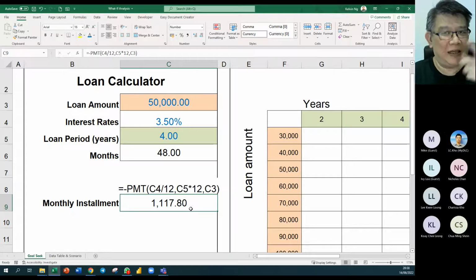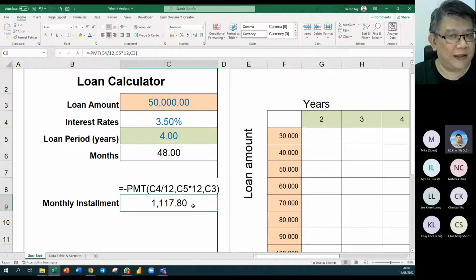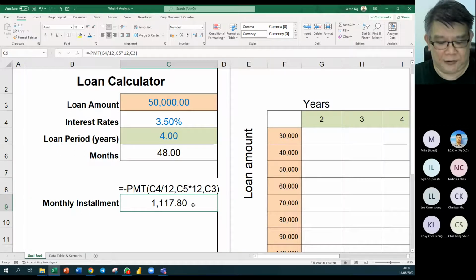So me as your customer will say, I cannot afford it. This is too much per month. I can only afford 700 a month. Can you help me? You're a banker, not a loan shark, so you have to follow the rules. So I tell you that I can only afford 700 a month. So what do you suggest to me?